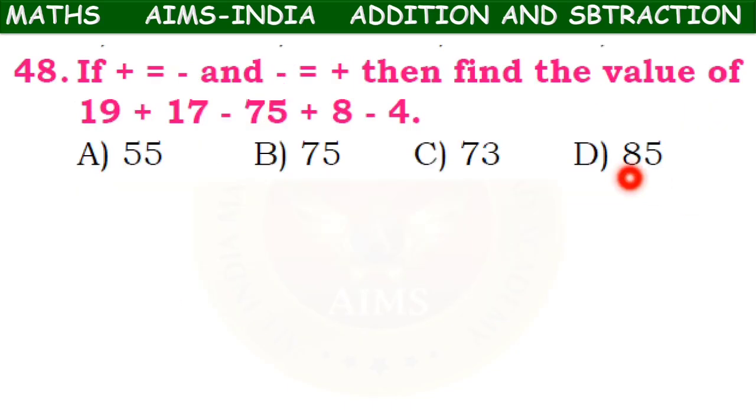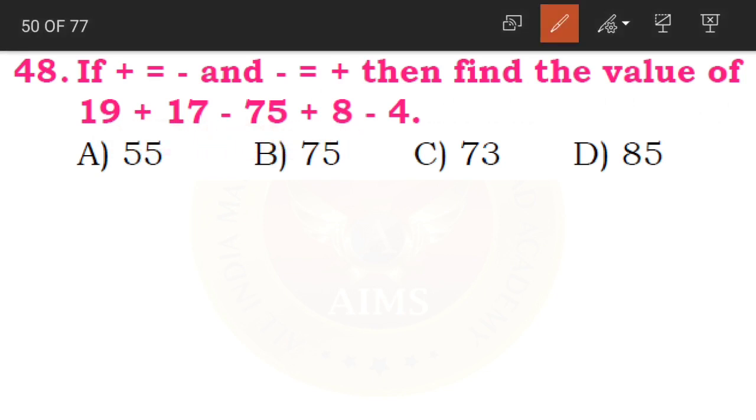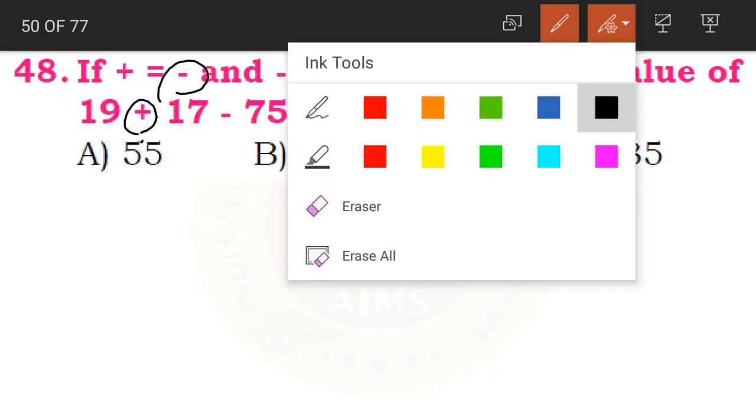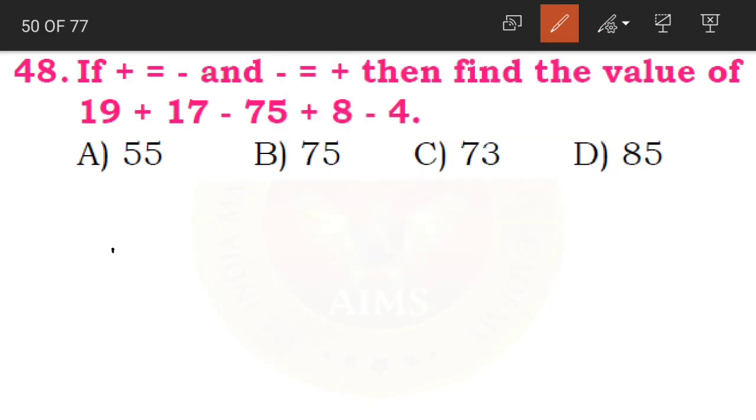Question number 48. If plus is equal to minus and minus is equal to plus, then find the value of 19 plus 17 minus 75 plus 8 minus 4. Now what are they saying? When they say plus, that means subtraction it seems. That means the opposite. So first let us replace the symbols.